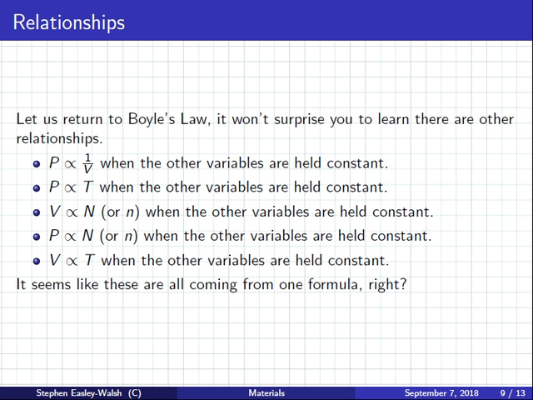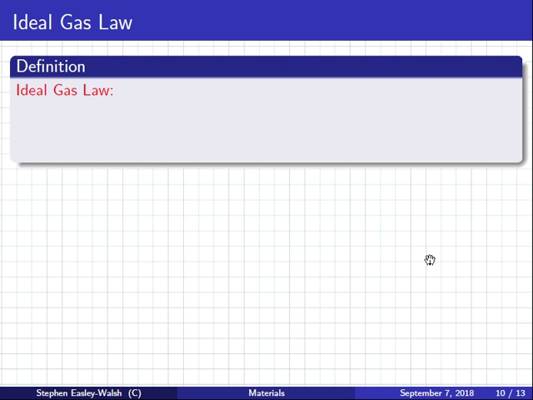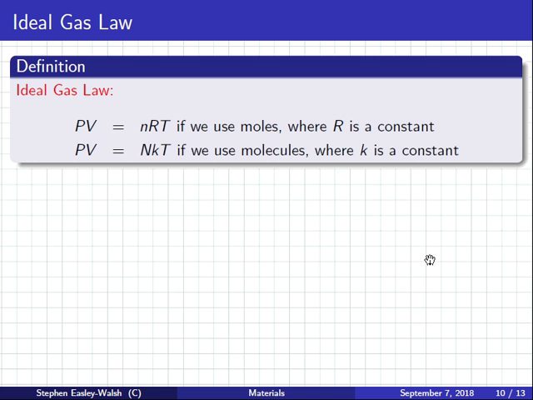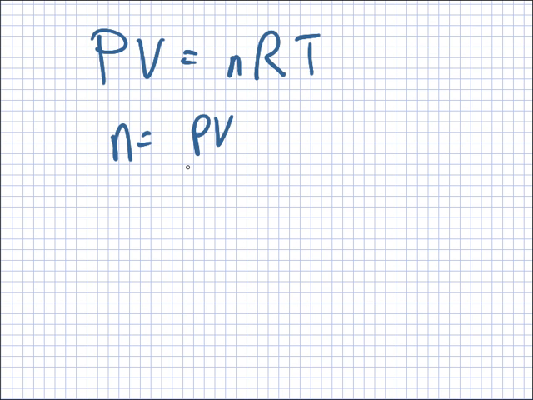Now, it's actually possible to put all of these together into one formula, called the ideal gas law. This formula says PV equals nRT, where R is a constant, or PV equals NkT, where k is a constant. It depends on whether you're using moles or molecules. We usually use moles, so this is the one we use. The value of R is 8.31. Actually, what I want to do is calculate what the units are. PV equals nRT.